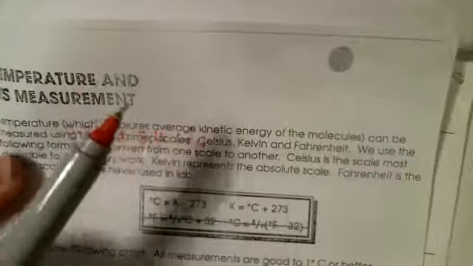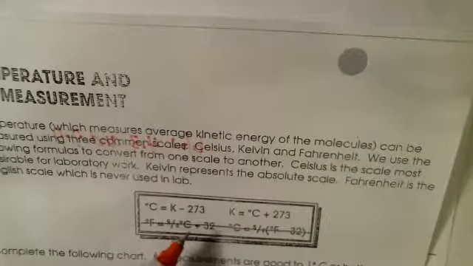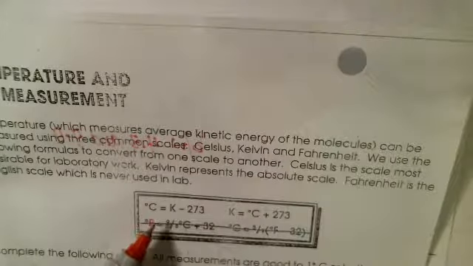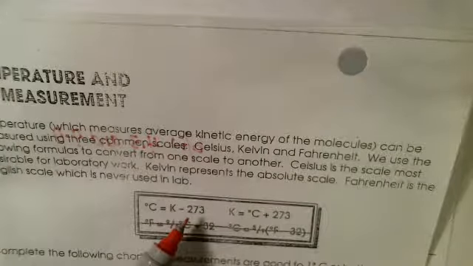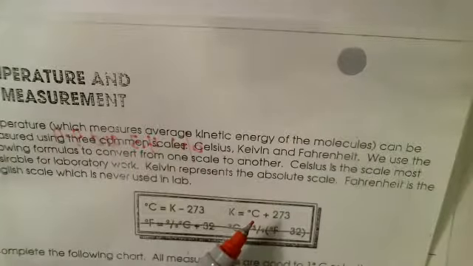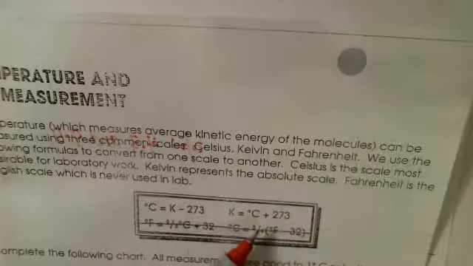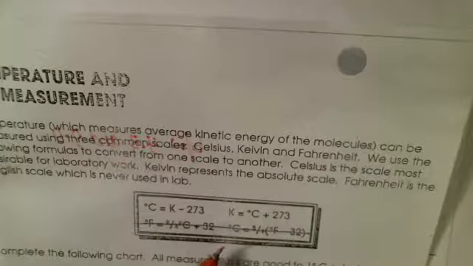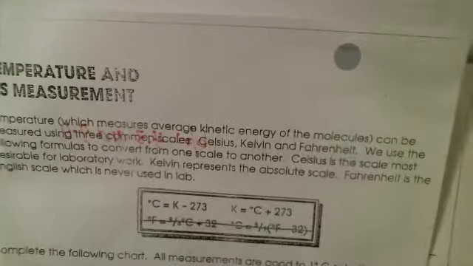The table, or this little chart up here, shows you that to go from Kelvin to degrees Celsius, you have to subtract 273. And to go from degrees Celsius to Kelvin, you need to add 273. Kelvin is always going to be the larger number. Always going to be the larger number. Okay?